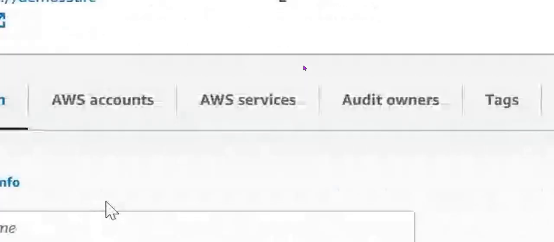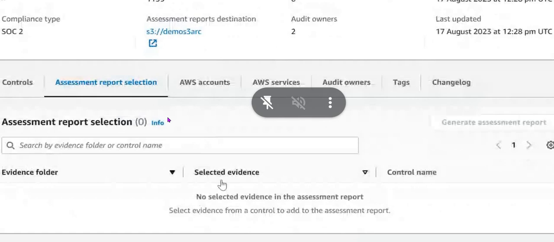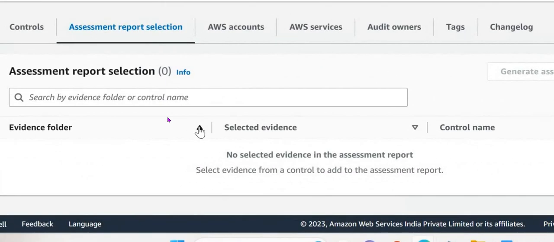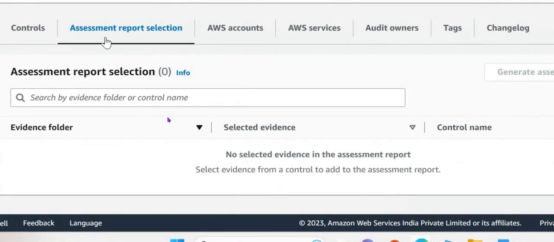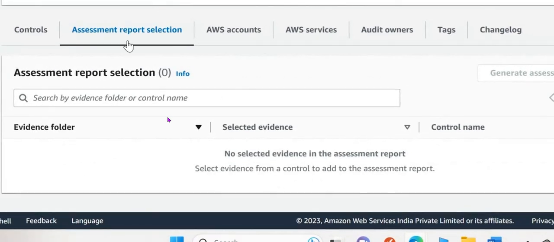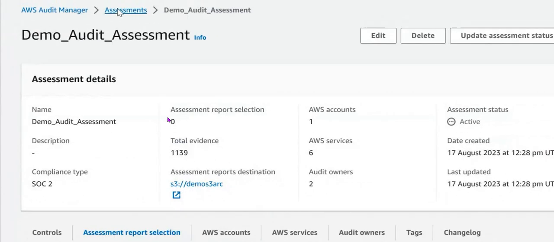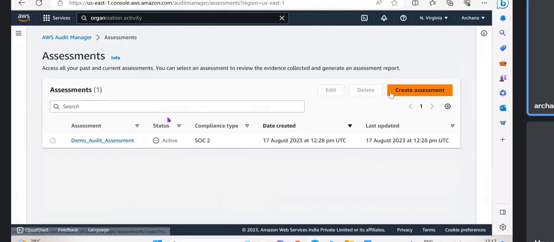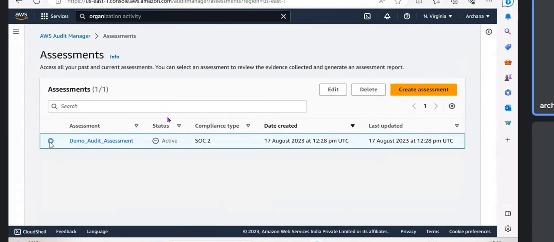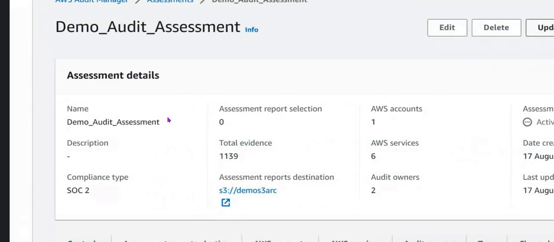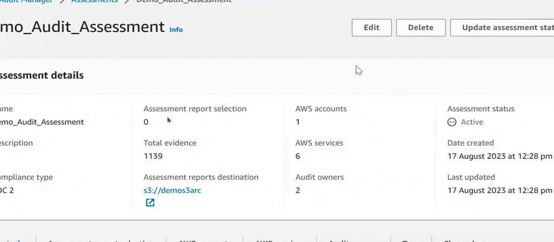Then assessment report selection. So it is not run, so there is no report available at this point. Okay. So where can we run this assessment? No, I don't see any option.